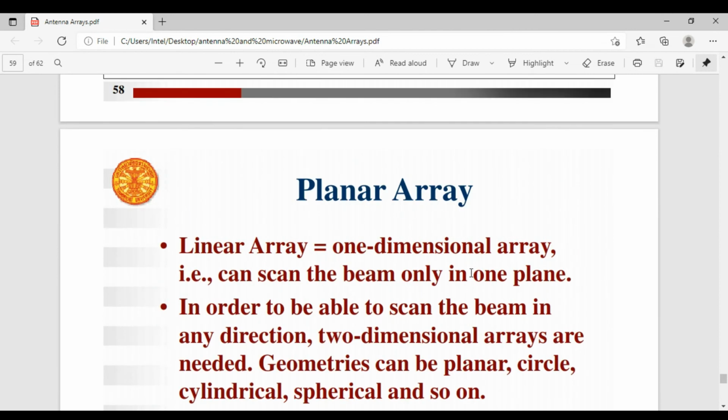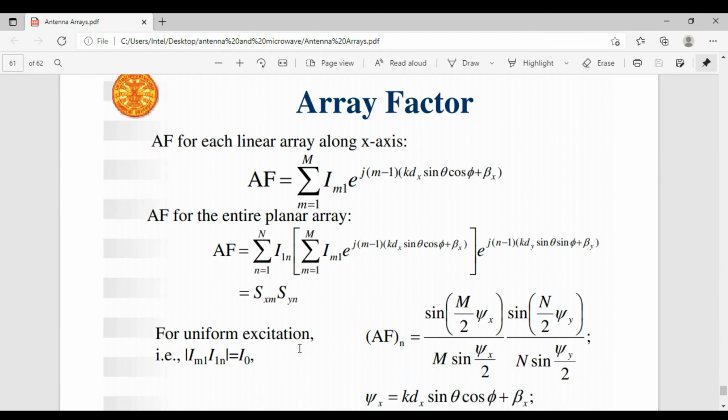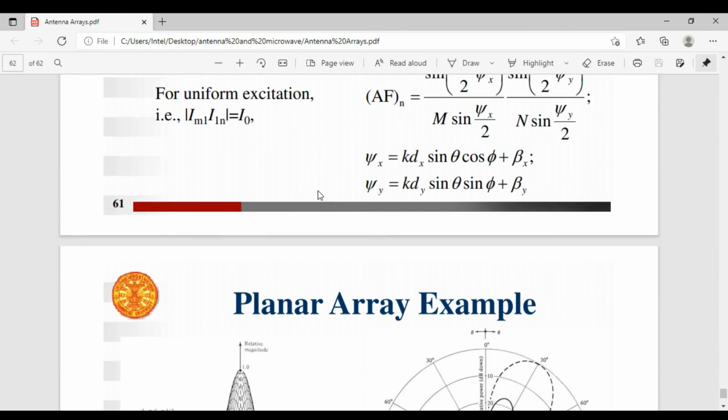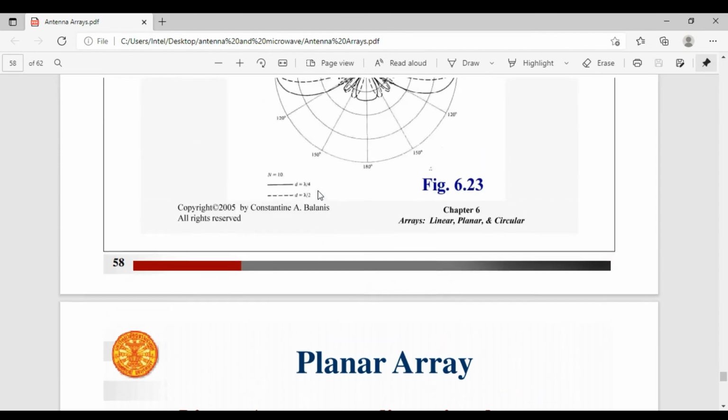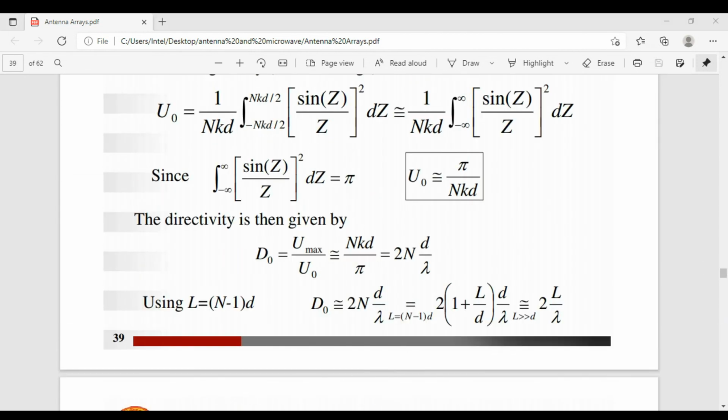Planar array: a linear, one dimensional array can scan the beam only in one plane. In order to be able to scan the beam in any direction, two dimensional arrays are needed. Geometries can be planar, circular, cylindrical, spherical, and so on. So here it is the array factor, then the planar array. The main importance is that an array is used in order to improve the gain and directivity.